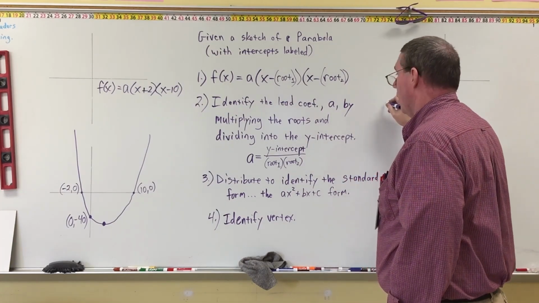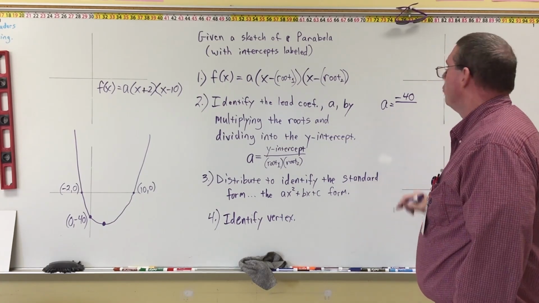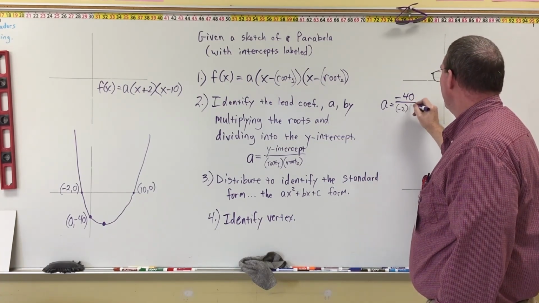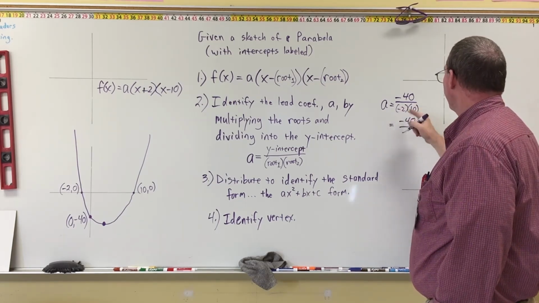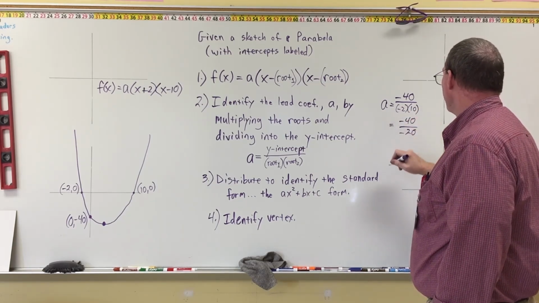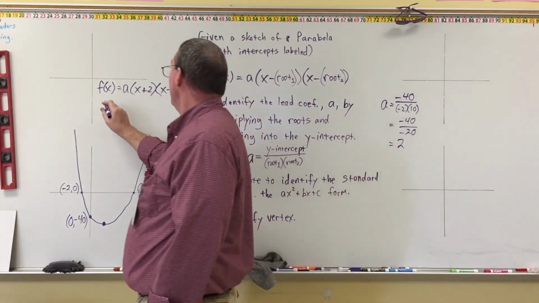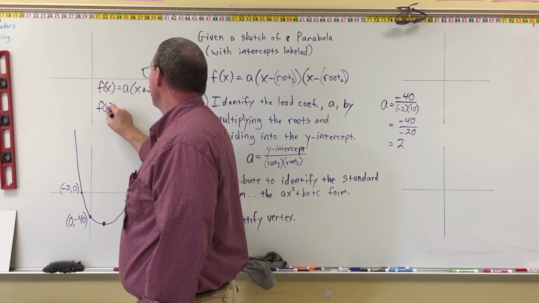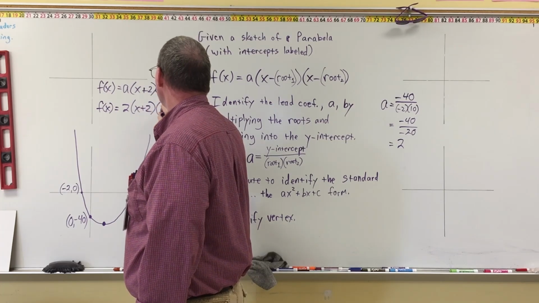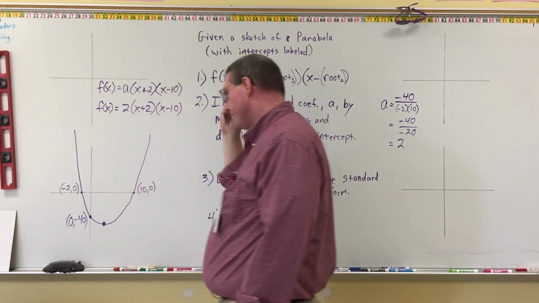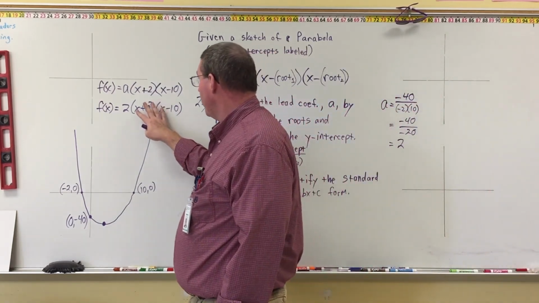And so we're going to do a is equal to negative 40 over, then we're going to multiply the two roots. We're going to multiply negative 2 times 10, and so that gives us negative 40 over negative 2 times 10 is negative 20. Negative 40 divided by negative 20 is 2. And so a is equal to 2. And so we're going to have now f of x is equal to 2 times (x plus 2) times (x minus 10).